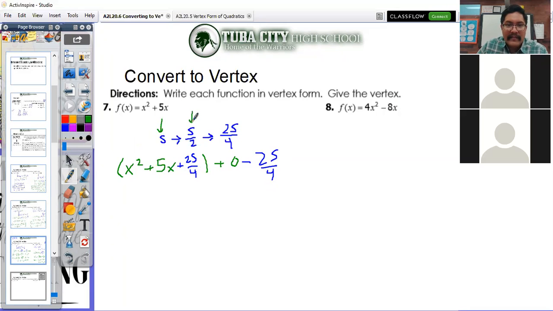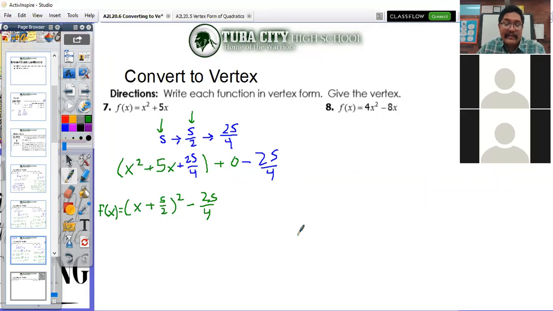Now again, your middle step, or the root of this and half of that, are going to be in your bubbles. So in this case, they are the same and they're both positive, so x plus 5 over 2 squared minus 25 over 4. And I'm going to go ahead and skip that middle step where I put the two things together, because in this case, we're done now.